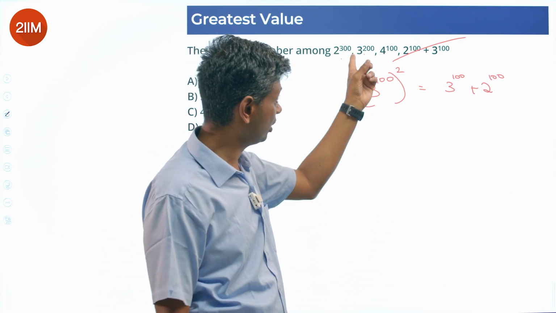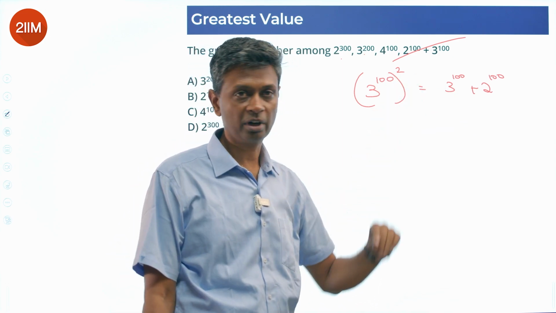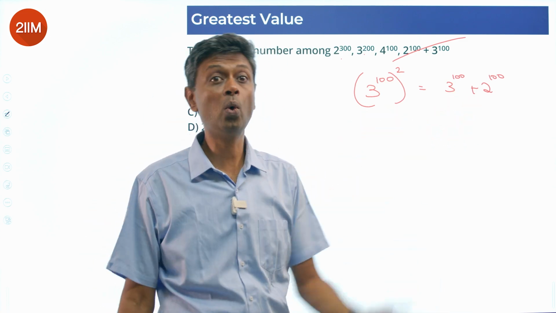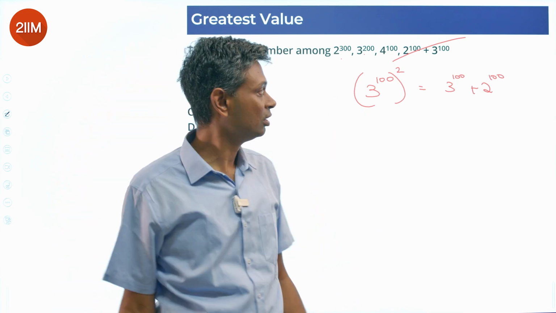3 power 100 whole square is 3 power 200. 3 power 100 plus 2 power 100 is this. 2 power 100 is less than 3 power 100. So this is 2 into 3 power 100, less than that. This is 3 power 100 whole square. It's 2 times that. This is square of that. And this is a very large number. You square it, it will fly. So this is not even in the picture.